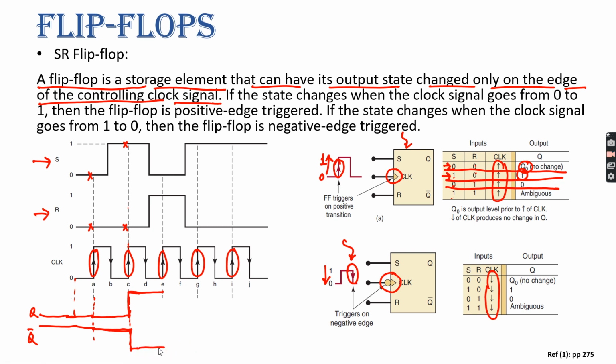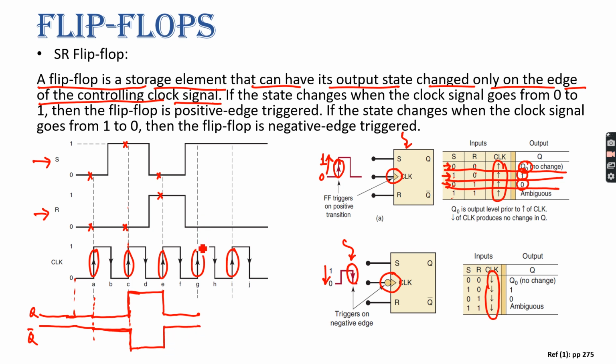You got my point, right? Yes, sir. So just before this positive clock, what was the value of S and R? 0 1. So for 0 1, what should be the output? 0. So whenever it gets the positive pulse, it will switch to 0 and remain 0 until it gets the next positive pulse, and it will switch to 1.